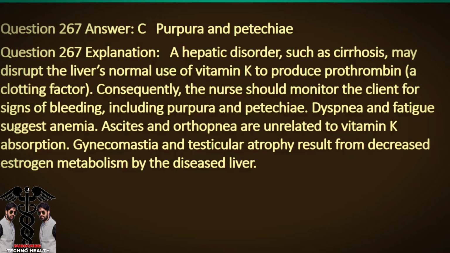Question 267. Answer: C. Purpura and petechiae. Question 267. Explanation: A hepatic disorder, such as cirrhosis, may disrupt the liver's normal use of vitamin K to produce prothrombin, a clotting factor. Consequently, the nurse should monitor the client for signs of bleeding, including purpura and petechiae. Dyspnea and fatigue suggest anemia. Ascites and orthopnea are unrelated to vitamin K absorption. Gynecomastia and testicular atrophy result from decreased estrogen metabolism by the diseased liver.